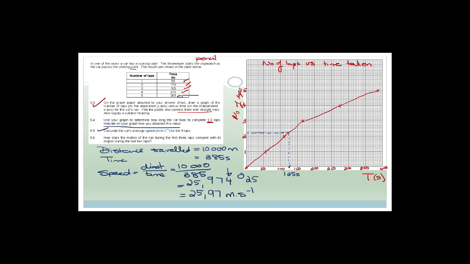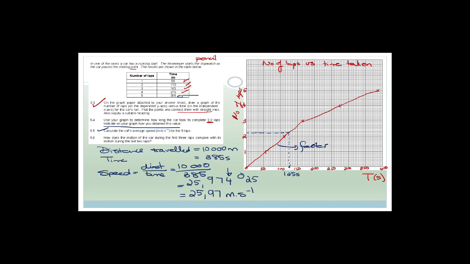Right, now it said, how does the motion of the car during the first 3 laps compare with its motion during the last 2 laps? Okay, so do you see that over here, this gradient is quite steep, and that is the number of laps per time. But do you agree the number of laps actually looks at distance? So I think that I could say, well, since this gradient is much steeper than the second part, that this is faster.